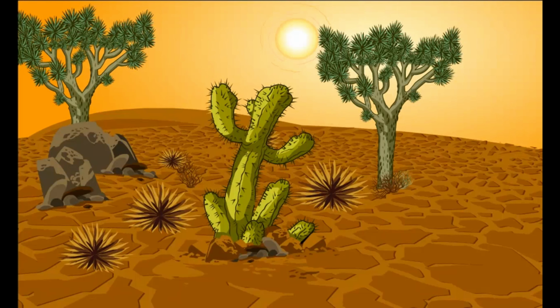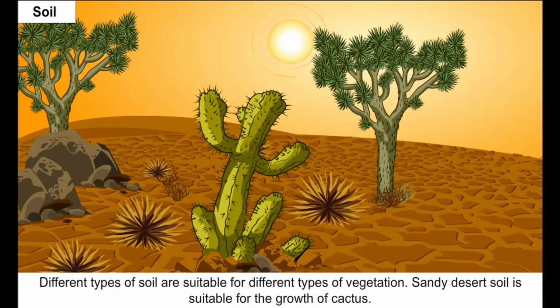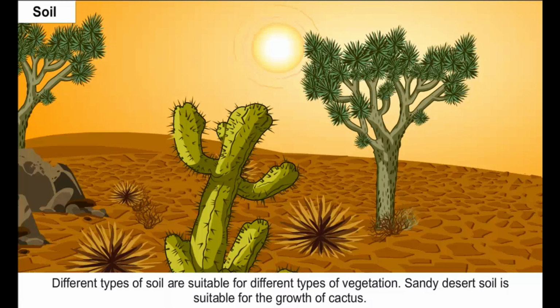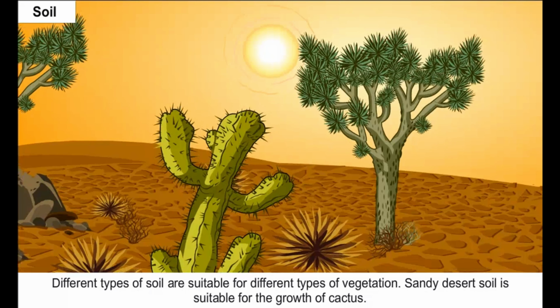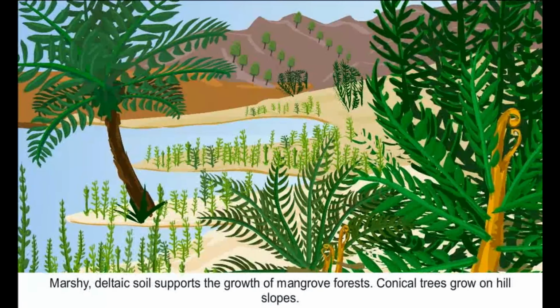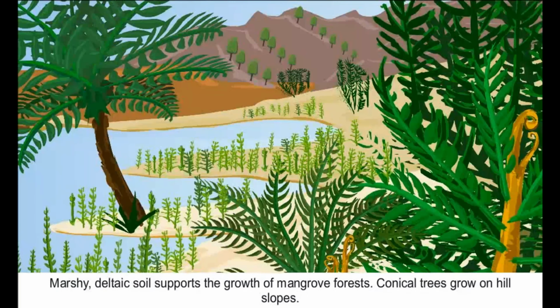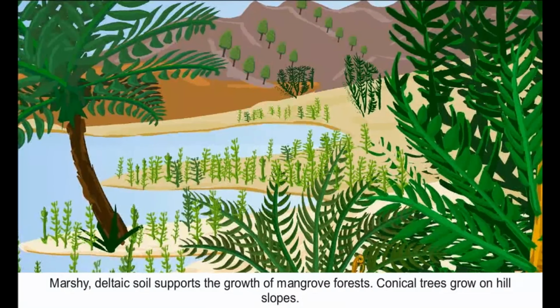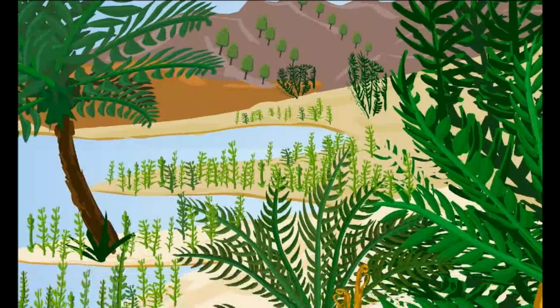B. Soil. Different types of soil are suitable for different types of vegetation. Sandy desert soil is suitable for the growth of cactus. Marshy deltaic soil supports the growth of mangrove forests. Conical trees grow on hill slopes.